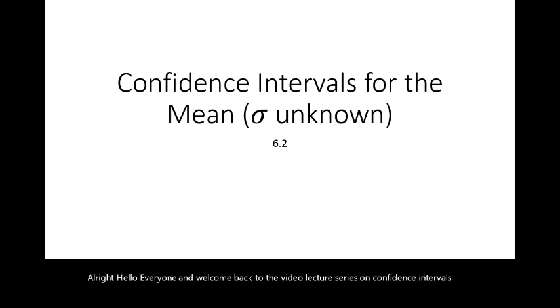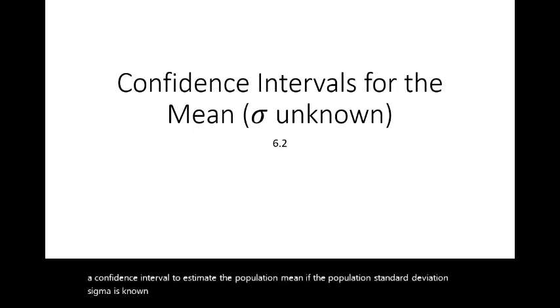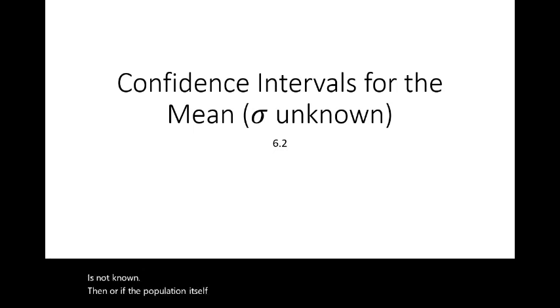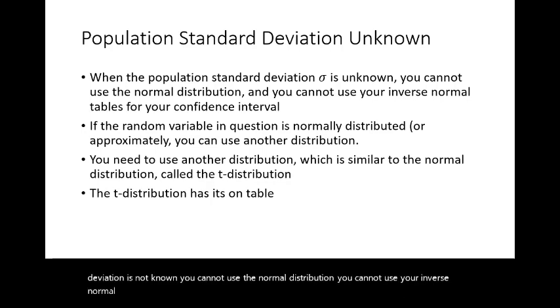So in the last video, you learned that we can use the standard normal distribution to construct a confidence interval to estimate the population mean if the population standard deviation sigma is known. However, if the population standard deviation sigma is not known, or if the population itself is not normally distributed, or if the sample size is not large enough, you cannot use the standard normal distribution. So when sigma is not known, you cannot use the normal distribution, you cannot use your inverse normal tables, and you cannot use your critical value ZC. Your critical values will not be Z-scores.